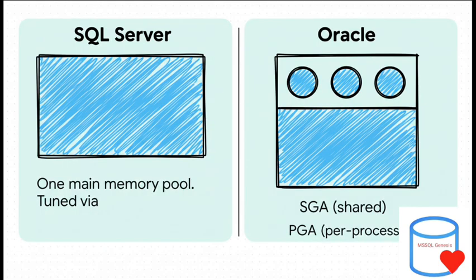Memory is also a bit different. You know how in SQL Server you've basically got one big pool you tune with max server memory? Well, Oracle splits it into two main areas. The SGA, or System Global Area, which is shared by everybody, and the PGA, or Program Global Area, which is private memory for each connection. Now, the good news is you don't really have to sweat the details anymore. Modern Oracle can manage it all for you with just one setting, MEMORY_TARGET.